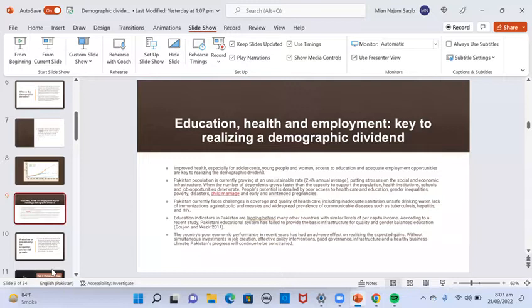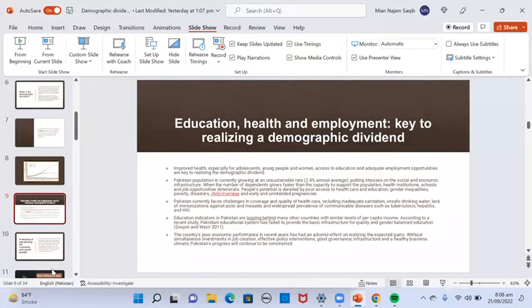The Pakistani population is currently growing at an unsustainable rate, which puts stress on the social and economic infrastructure. When the number of dependents grows faster than the capacity to support the population, health institutions, schools, and job opportunities deteriorate. People's potential is derailed by poor access to healthcare and education, gender inequalities, poverty, disasters, child marriage, and early unintended pregnancies. Pakistan currently faces challenges in coverage and quality of healthcare, including inadequate sanitation, unsafe drinking water, lack of immunizations, and widespread prevalence of communicable diseases such as TB, hepatitis, and HIV.